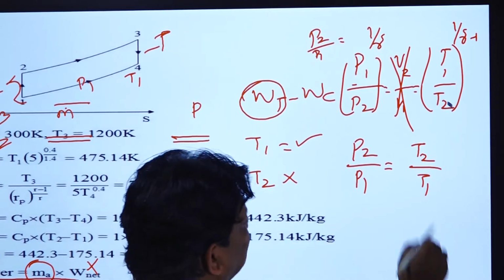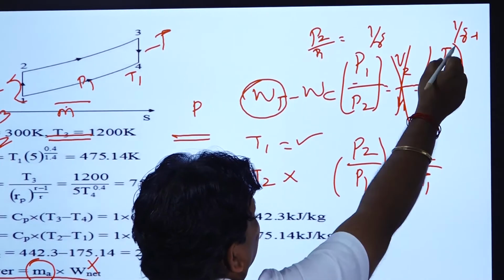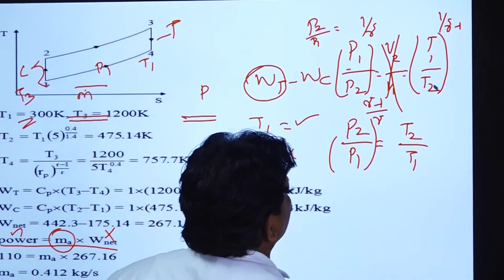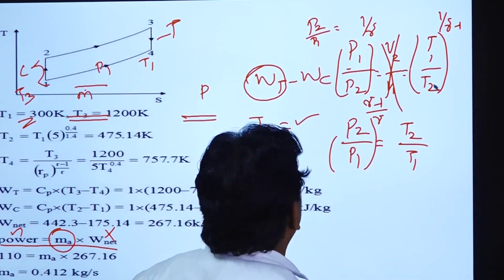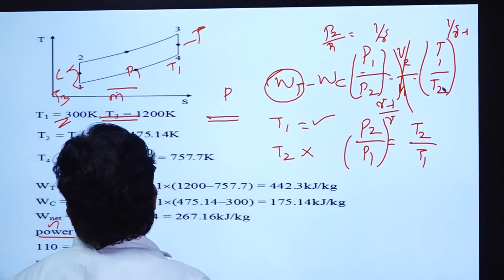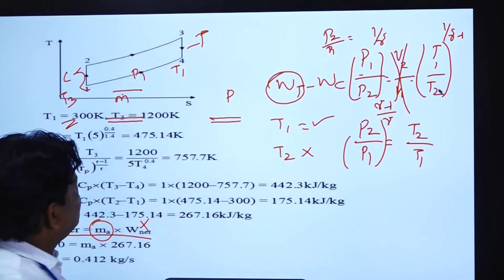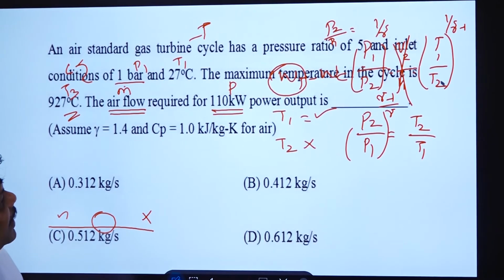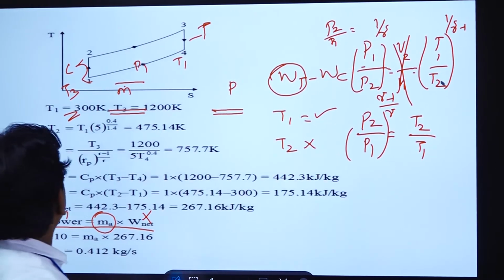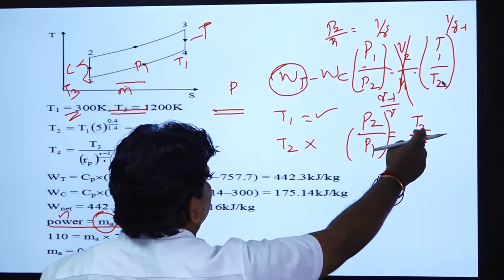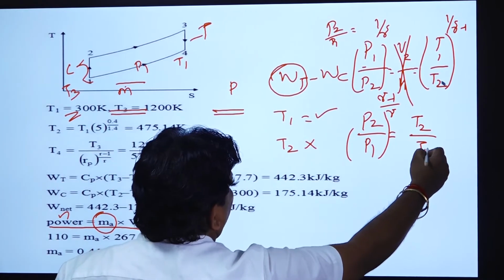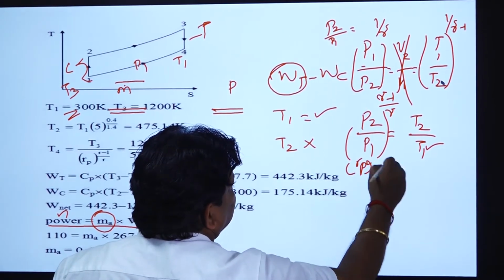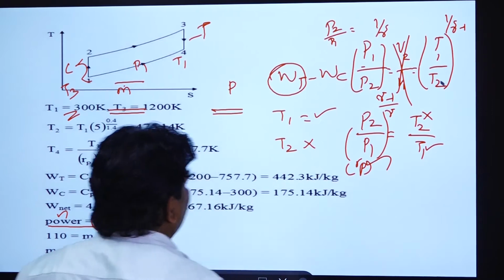You are in need of this T2 value, so you bring the 1 by gamma minus 1 to this side, and that will be gamma minus 1 by gamma. This is nothing but the value of the pressure ratio that is given to you. Let us look at what the pressure ratio is: yes, it is 5. T1 is known to you and RP is known to you, so the unknown T2 can be found out.